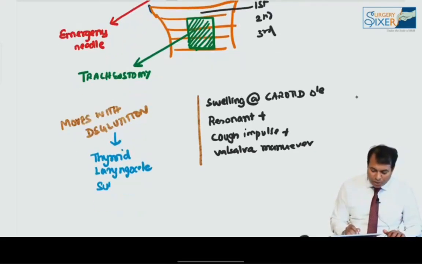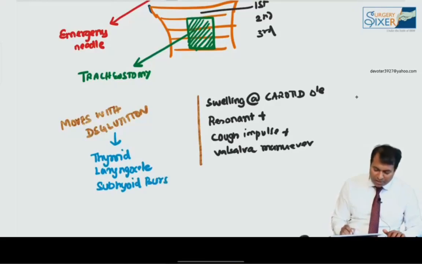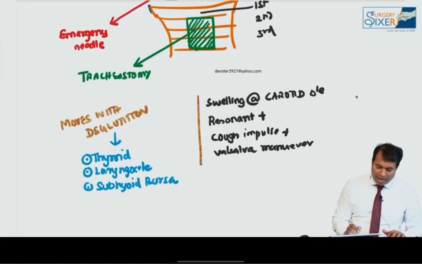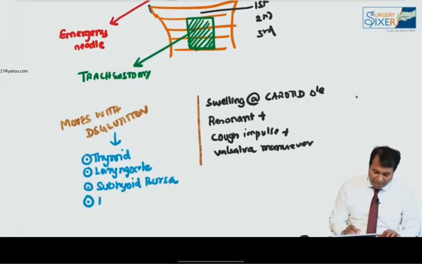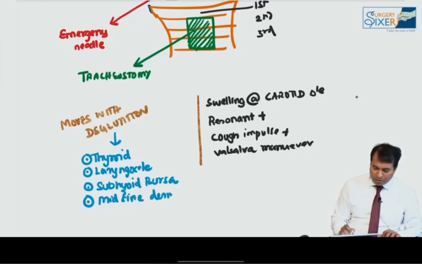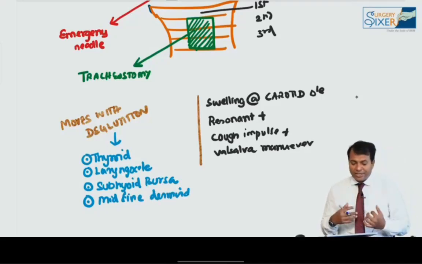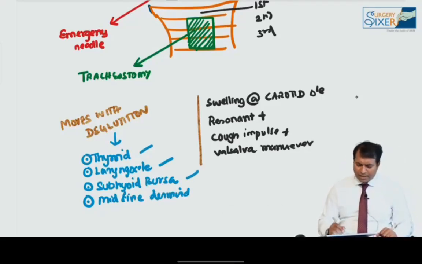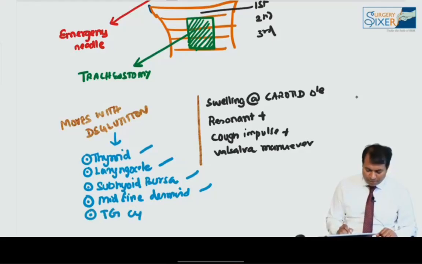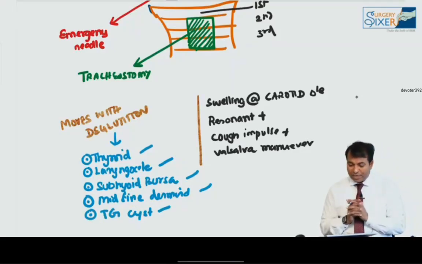Subhyoid bursa will move with deglutition. So thyroid swelling, laryngocele, subhyoid bursa will move with deglutition. What else will move with deglutition? Midline dermoid cyst. So this is a clinical question for final MBBS students. What are the swellings which move with deglutition? Thyroid swelling, laryngocele, subhyoid bursa, midline dermoid, and also thyroglossal cyst. Thyroglossal cyst also moves with deglutition.